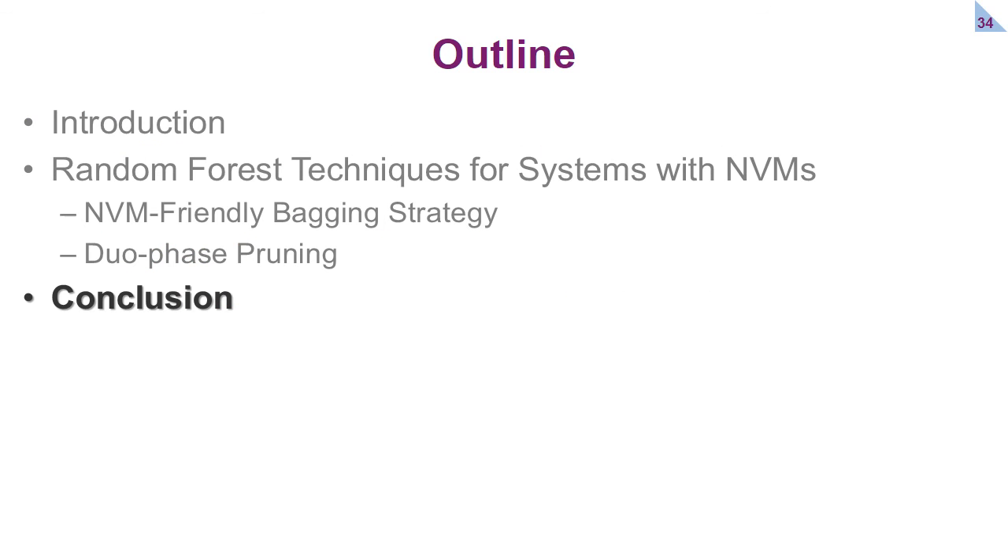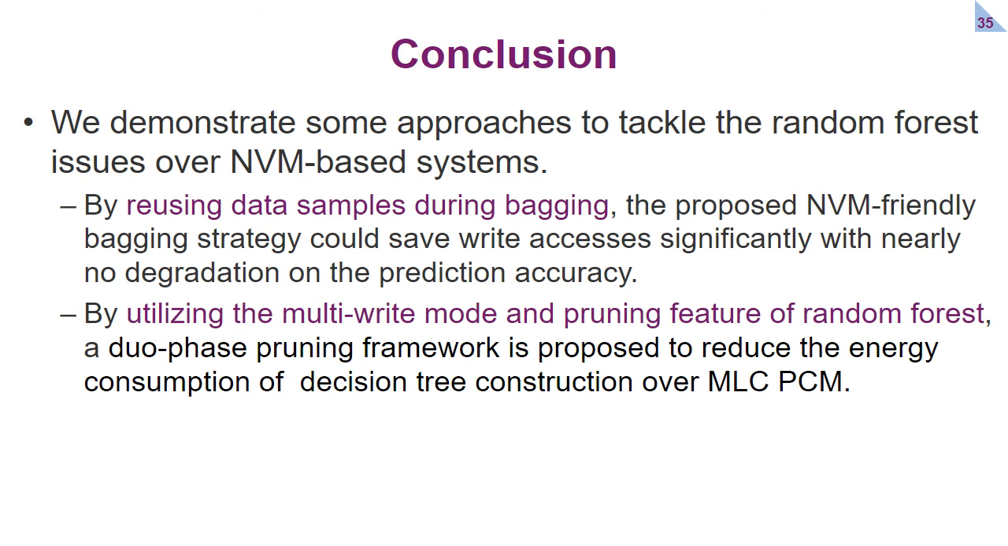In conclusion, in this talk, we demonstrate some approaches to tackle the random forest issues over ambient-based systems. By using the data samples during bagging, we proposed an ambient-friendly bagging strategy to save the write access with nearly no degradation on the accuracy. And by utilizing the multi-write modes and the pruning feature of random forest, a dual-phase pruning framework was proposed to reduce the energy consumption of the tree construction over MLC PCM.